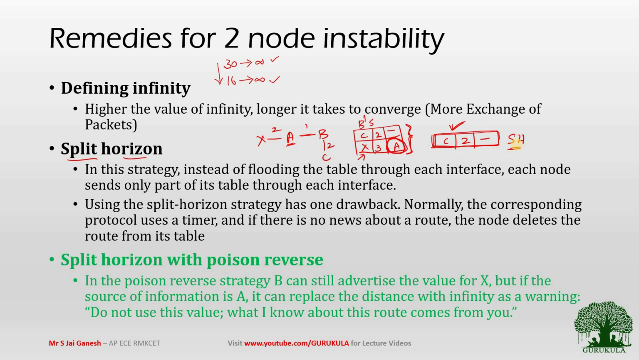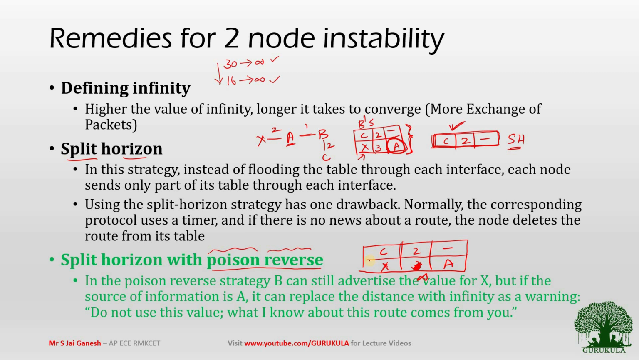In poison reverse, what actually happens is, instead of not sending the entire table, we can send the table. So B will be sending its table like this. This is B's table again. B can reach C with the cost of 2, it is a directly connected node, and X, 3, and A. So this is the actual table B has. Instead of sending this, as per poison reverse, split horizon has to be implemented but with poison reverse. So poison reverse is nothing but changing this 3 to infinity.